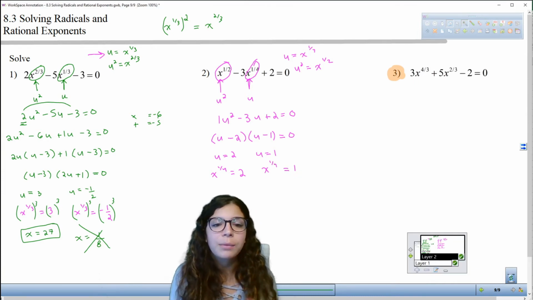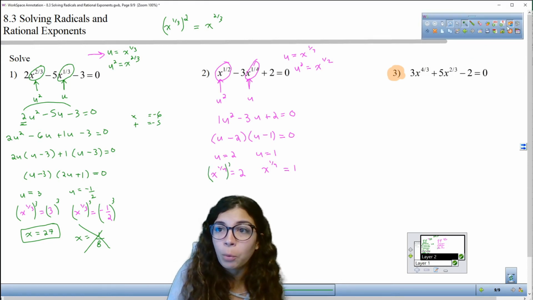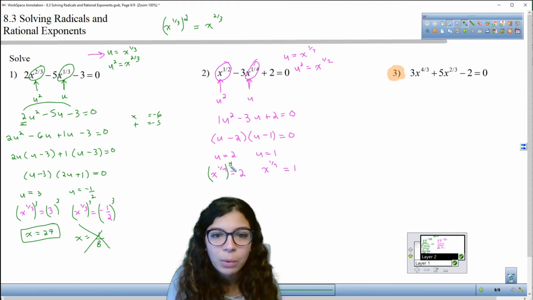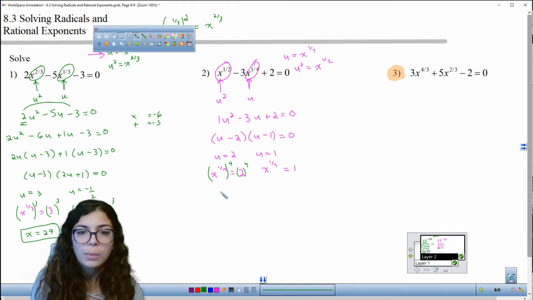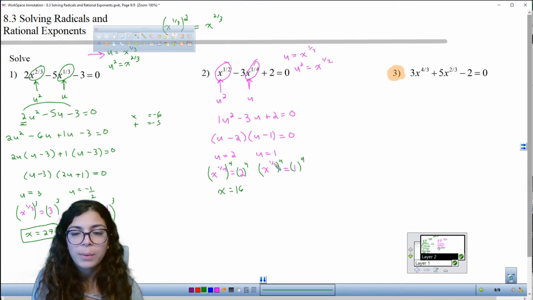All right, to get rid of that power 1/4, we're going to go ahead and raise both sides to the power of 4. That way, power of a power will multiply, and that will be 1. So we have x equals 2 to the power of 4, which is 16. Okay, and then over here, we're going to do the same thing, raise both sides to the power of 4. That way, 1/4 times 4 would be a power of 1, and then 1 to the power of 4. 1 to the power of anything is just 1.